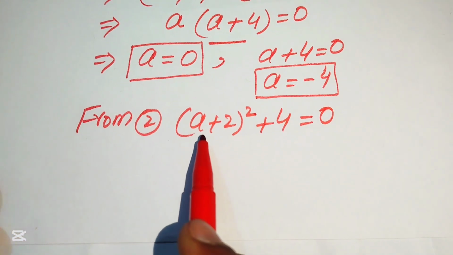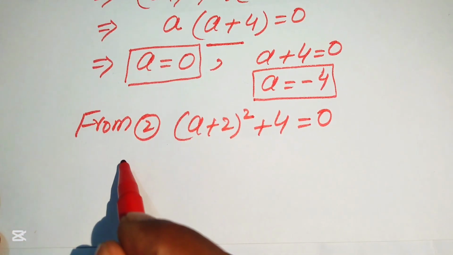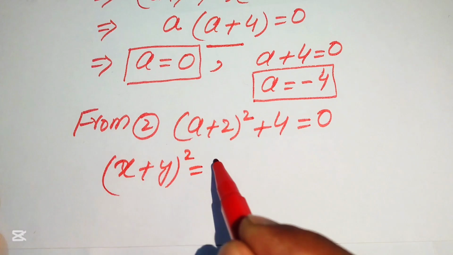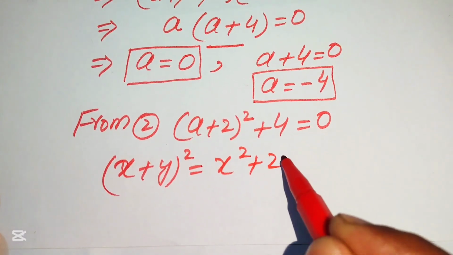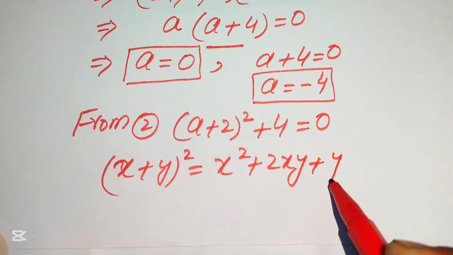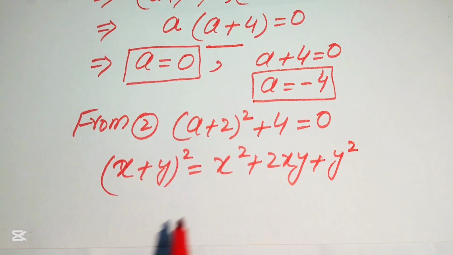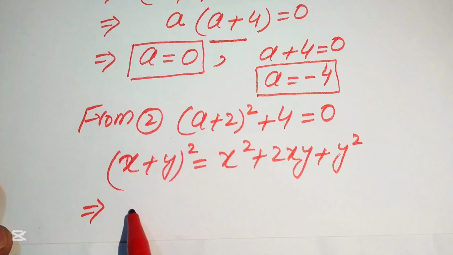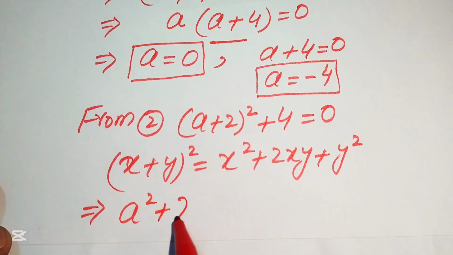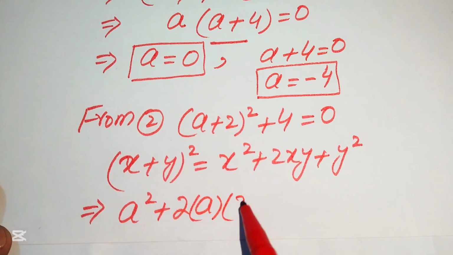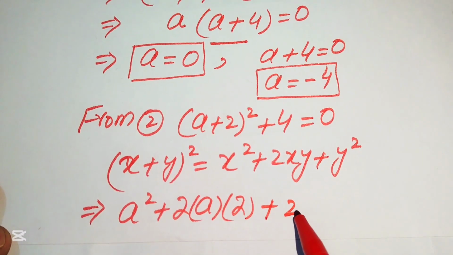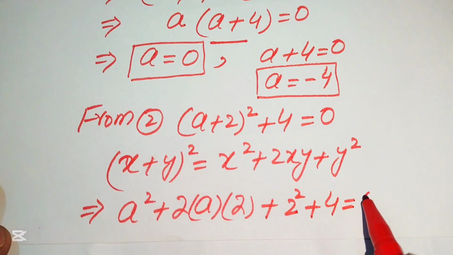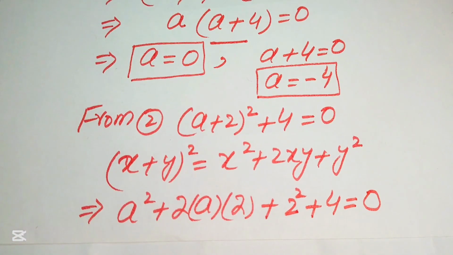So here we need to expand this square identity. We know that if you have (x + y) whole square, it is equal to x square plus 2 times xy plus y square. So according to this square identity, we write our above equation in this form: a square plus 2 times of a into 2 plus b square. So b is 2 square, plus this is again 4, and this whole equals 0.